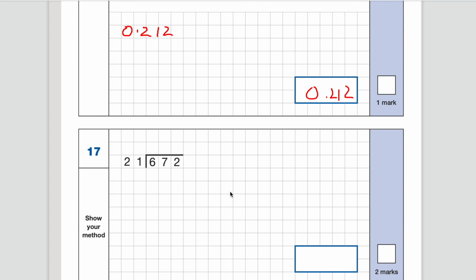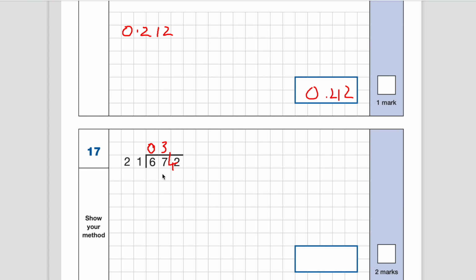Number 17, what is 672 divided by 21? So they've already set it out for us in this way, so they want us to use this. Now, I find it easier to use short division for this. You can use long division. However, for my purposes, I like using short division. And you've got to use whatever works for you, unless it says use a specific method. So I'm going to say how many 21s fit into 6? The answer is obviously 0. So how many 21s fit into 67? That will be 3. 3 21s are 63. We've got 4 left over. So we put our 4 there.